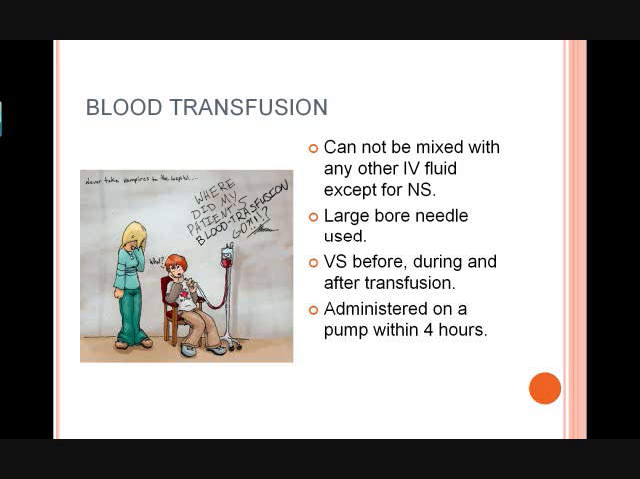Just know that once you start infusing the blood, it needs to be transfused within 4 hours. Otherwise, it's no good. Anywhere greater than 4 hours, there's an increased risk for infection to arise within the transfusion bag.